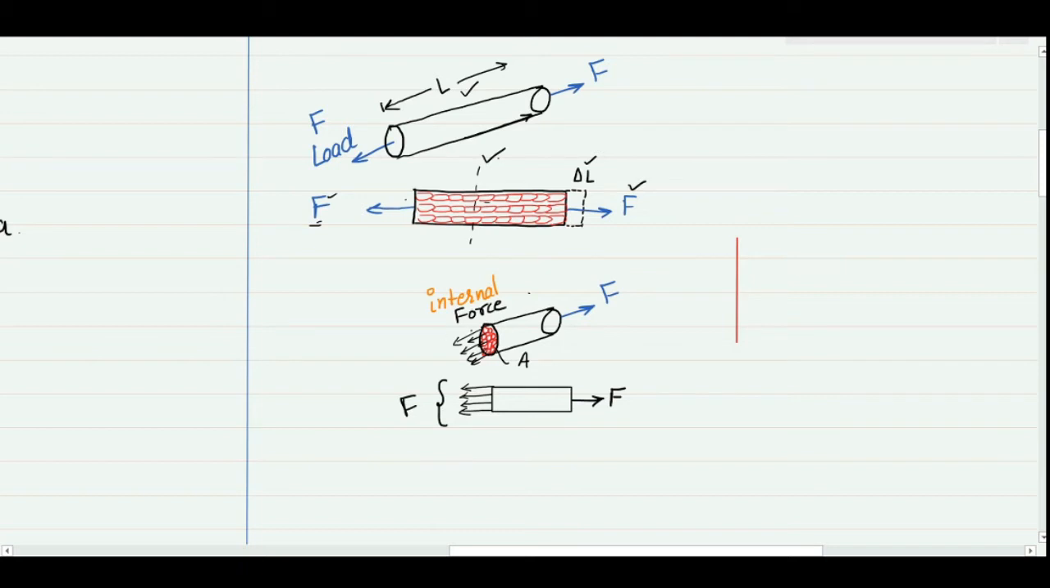So here, if I want to define the intensity of this loading which is distributed over the area, I can say that it will be F by A, where A is the cross section area. So this is nothing but my stress, and it is generally denoted by the symbol sigma. And this is the normal stress because the area I have considered and the loading are orthogonal to each other.